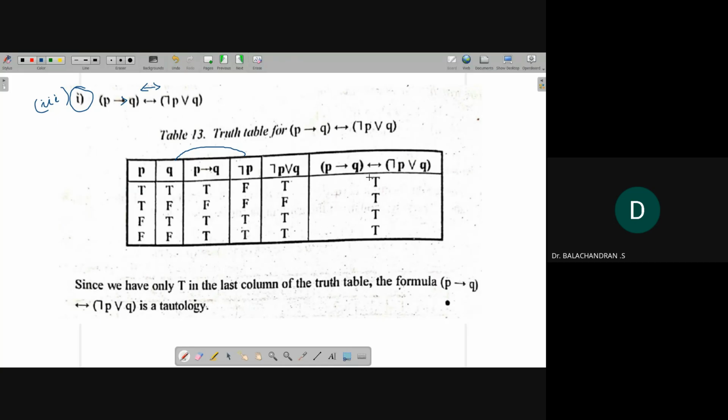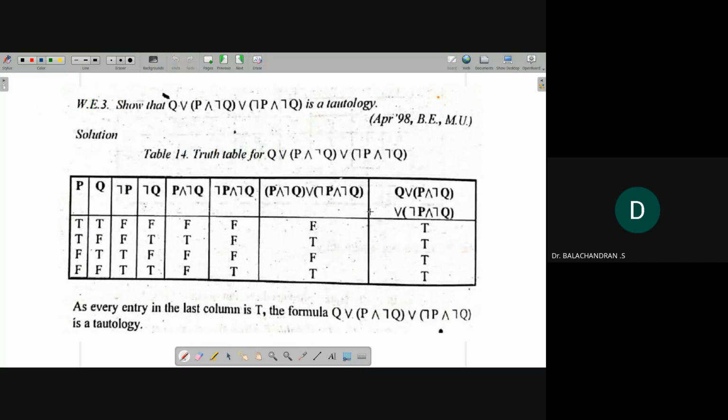Next, the biconditional: P implies Q biconditional negation P or Q. So both ways I'll put it like this. I'll take these two columns. Here you know that for biconditional, it is true if both of them have the same truth value. So check it: T gives T, FF gives T, T gives T, T. And hence this is a tautology. So I leave this problem to you.